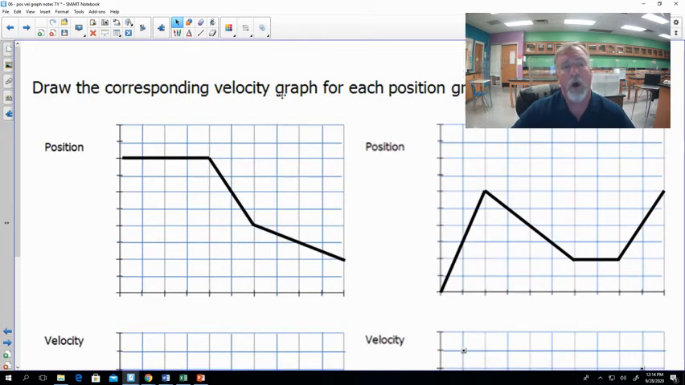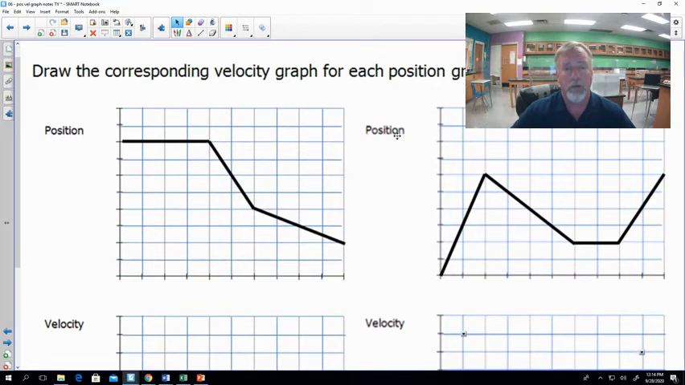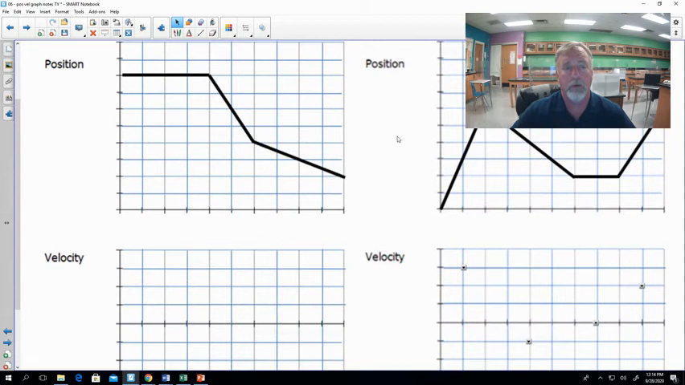I'm going to ask you to draw the corresponding velocity graph for each position graph. So let's scroll down here a little bit so I can get it all on the screen. What does this tell you about your velocity? What's the slope of this line here? Right, it's a horizontal line, so our slope is 0. So the first part here, our velocity is going to be 0 for this part.